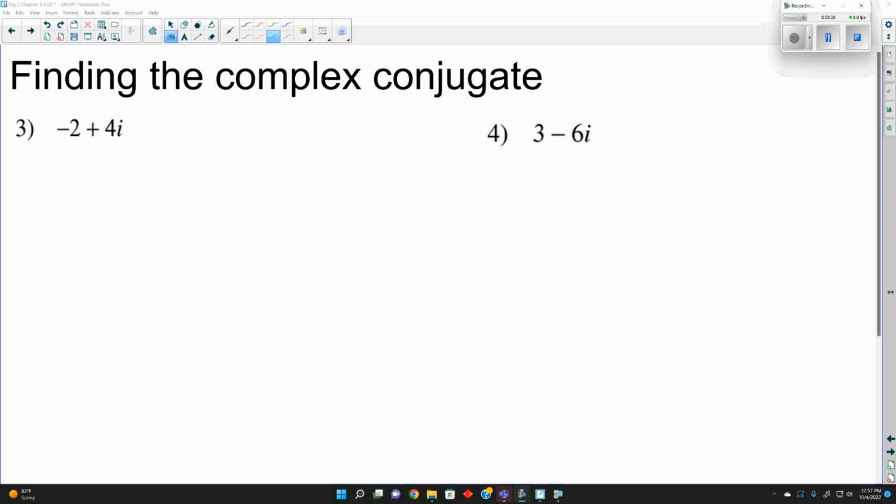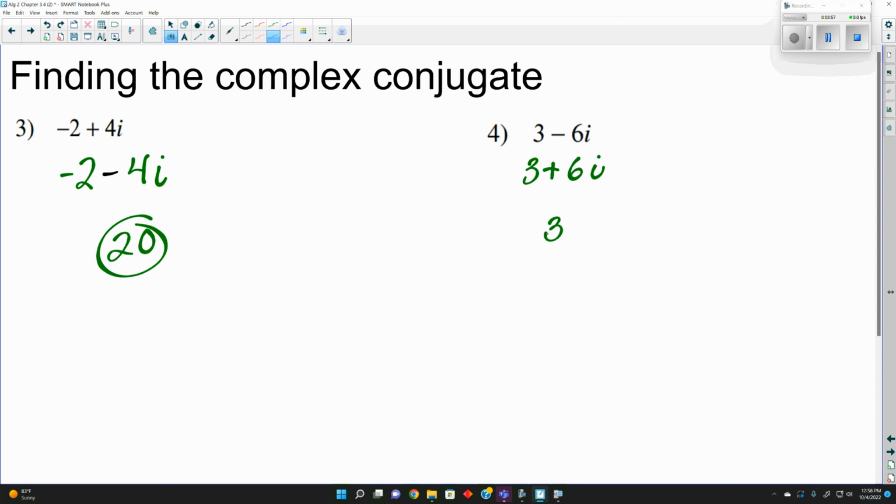So let's finish up the conjugates. What would be the conjugate of negative 2 minus 4i? Negative 2 plus 4i. And if we want to find their product, we can just type it in and let the calculator do it, which is 20. And what's the complex conjugate of the next one? 3 plus 6i, and the product would be 45, since 9 and 36 would be 45.